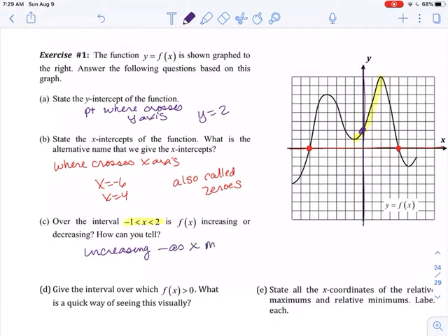As x moves from left to right, it's going higher. It's going up.